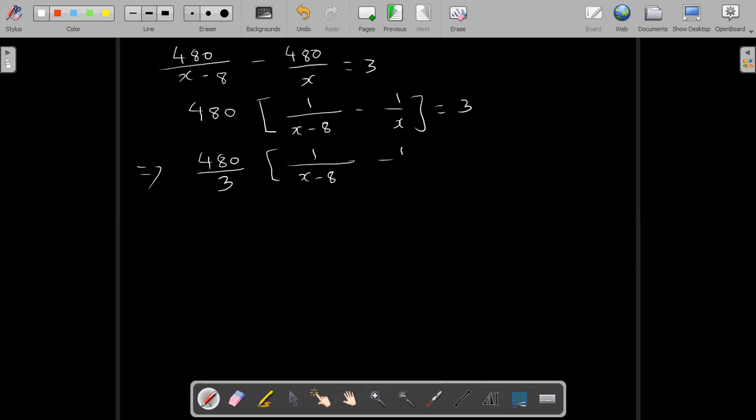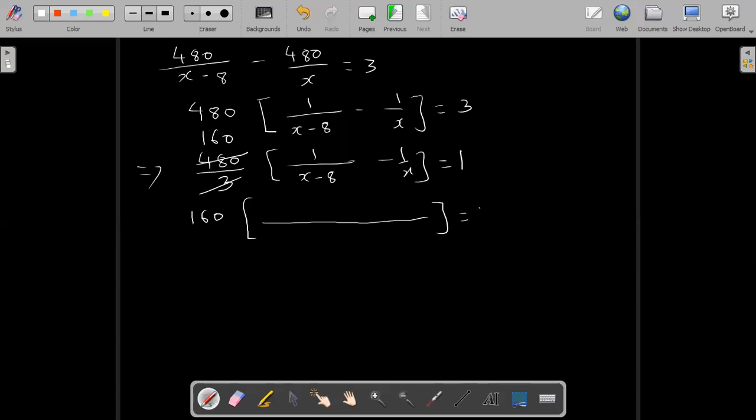x minus 8, 1 by x. This is equal to 1. So this will cancel. 3 1s are 3, 3 6s are 18, 160. This will become 160. Then again you can bring 160. Okay, let it be here. We will solve the equation.